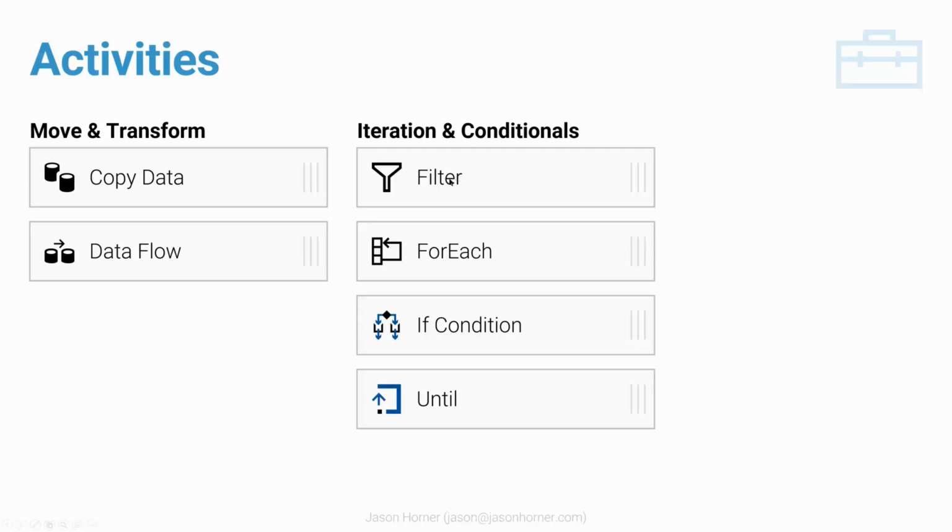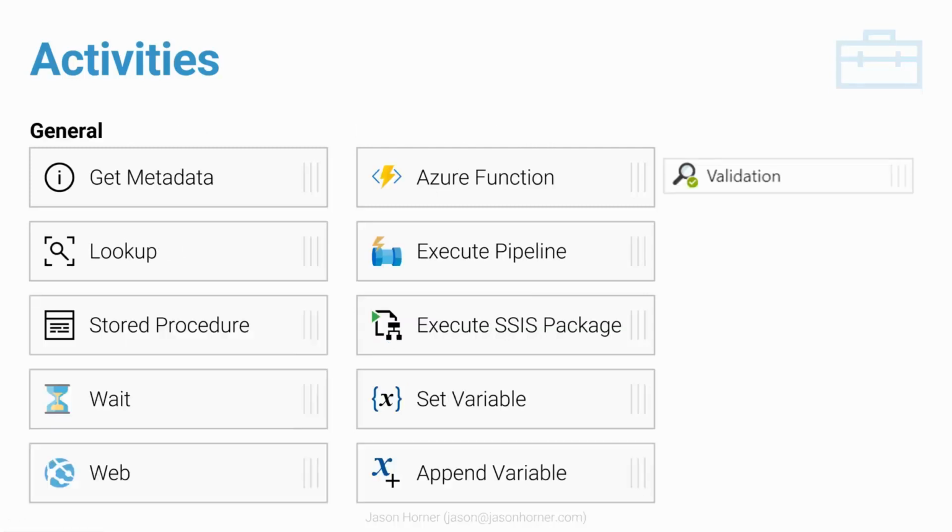So I can take data from a lookup query and filter it using this filter thing to remove rows. I can iterate across the results of a lookup query or a get metadata operation to loop over it to do something, right? To do a dynamic pattern. I can have if, I have until, and these aren't super up to date, so there's probably a few more in here that I don't have, but this is a general flavor of these.